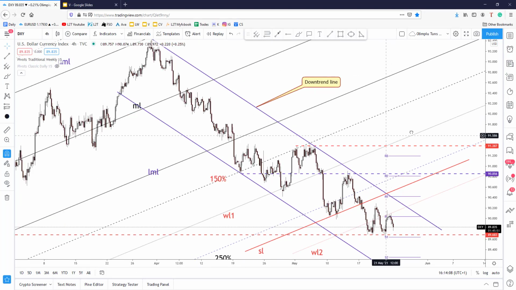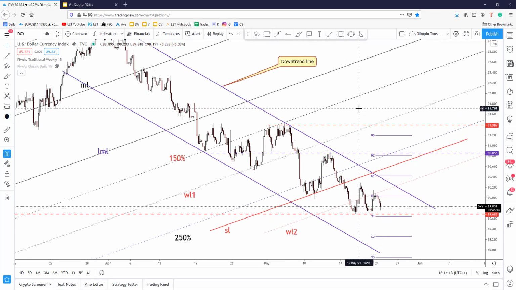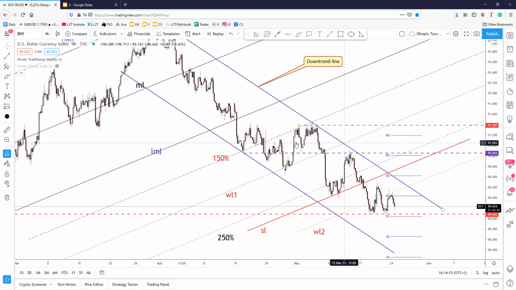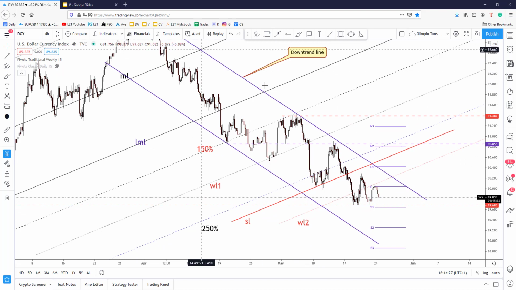So let's take a look here and let's start with the DXY. As you already know from my previous analysis and live webinars, I've told you that the DXY maintains a bearish bias, so the outlook is still bearish and the DXY could drop anytime again as long as it stays right below this downtrend line.